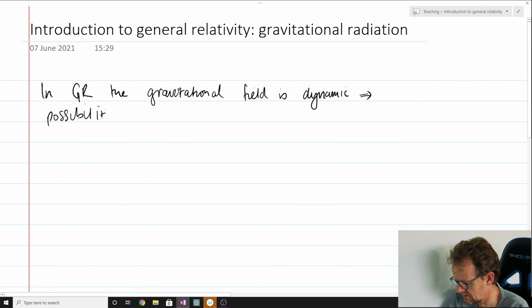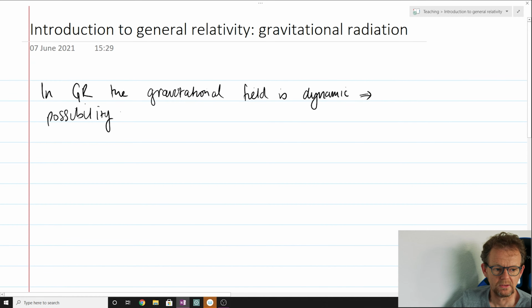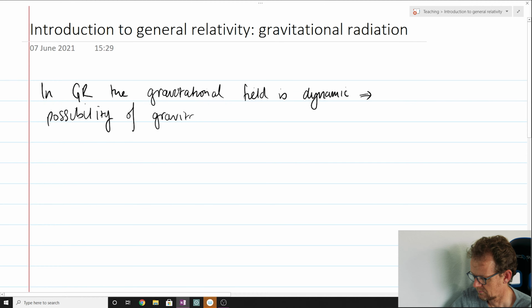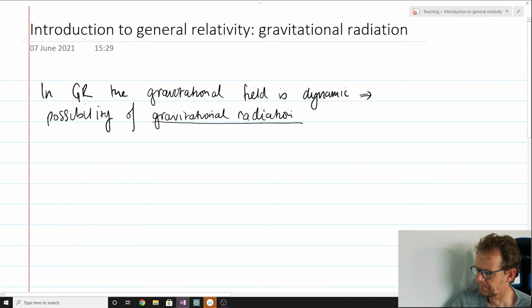Just like in electrodynamics, where the electromagnetic field is dynamic and supports wave-like solutions, so can general relativity. And we can already study this at the linearized level of approximation and determine such gravitational wave solutions.